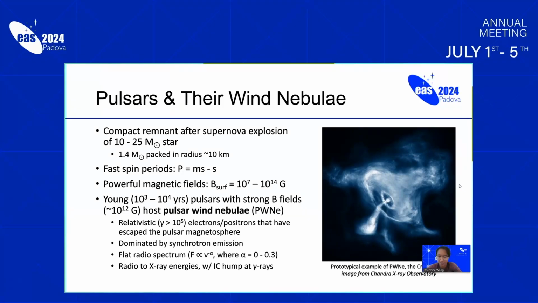And so when you look at the spectral energy distribution for these pulsar wind nebulae, you would see broadband emission from radio to X-ray energies, and sometimes an inverse Compton hump at gamma rays. They are also characterized in the radio by typically a flat spectrum. And these objects are interesting because they're sites of relativistic particle acceleration and shocks when the pulsar wind interacts with the surrounding medium. So they serve as laboratories for studying these phenomena.